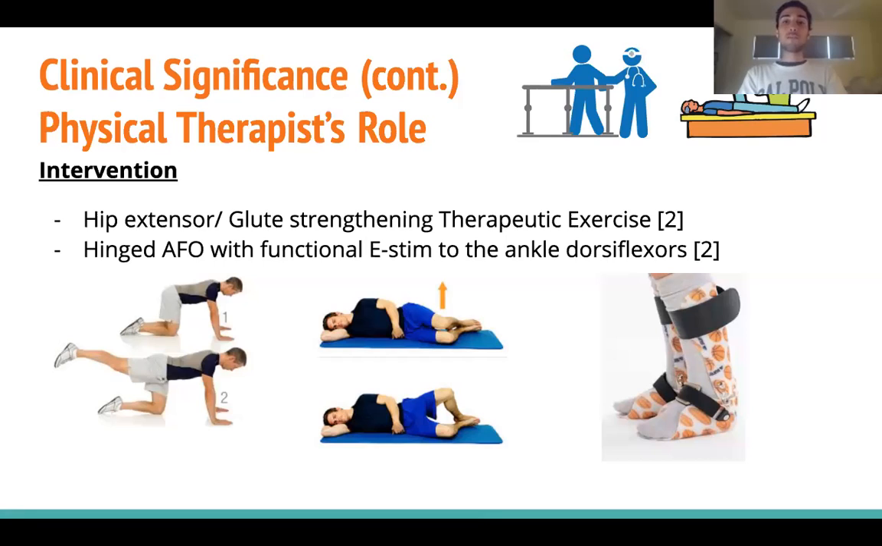A hinged AFO with functional E-stim to the ankle dorsiflexors, using the AFO for dorsiflexion assistance or to stop plantar flexion to improve stability of the ankle joint during gait, combined with functional E-stim to prevent atrophy and activate and provide neuromuscular rehab to the ankle dorsiflexors, would also be indicated. Now that we've analyzed each video individually, Luis will discuss similarities and differences.